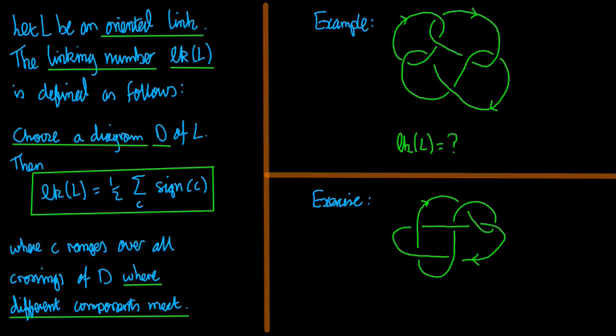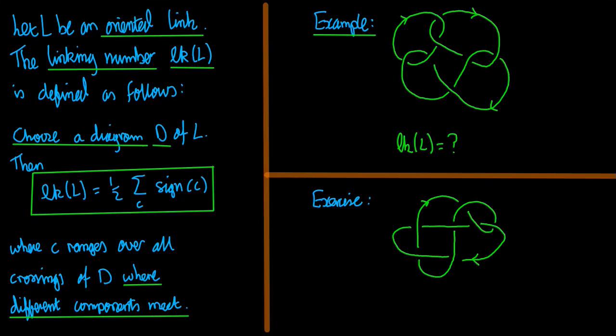So the idea is simple. We look at the diagram D, we work out all the signs, we add them up, and we divide by 2, except we only add up the signs at the crossings where there are different components of the link. Okay, so let's go on and do an example.